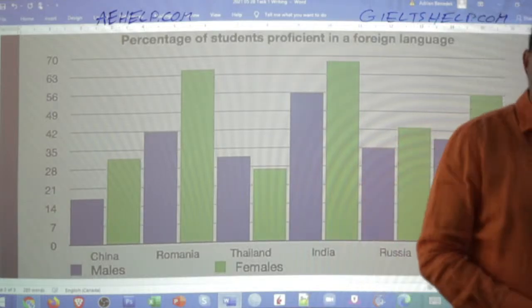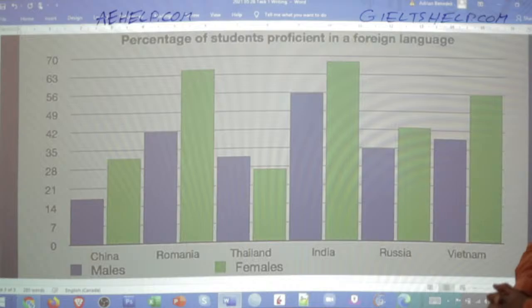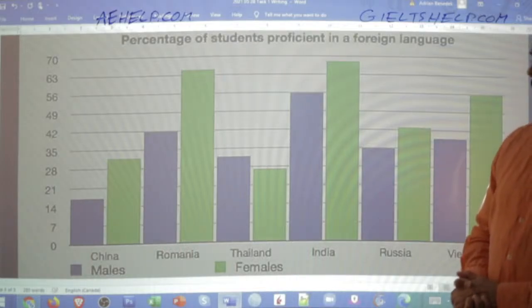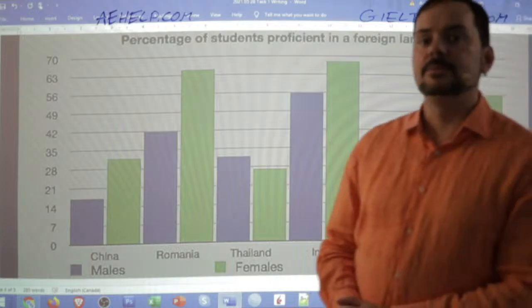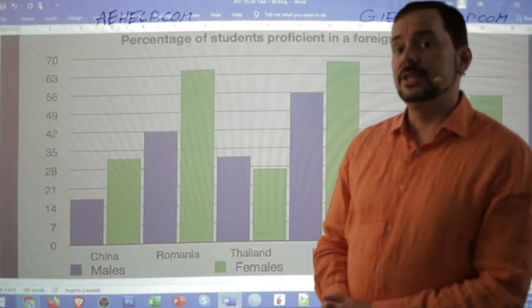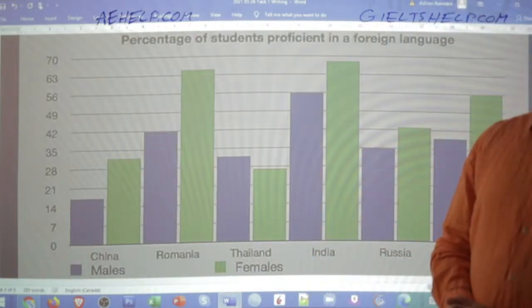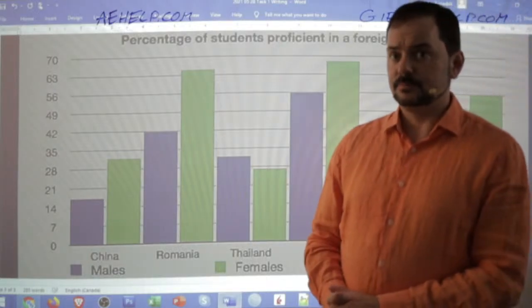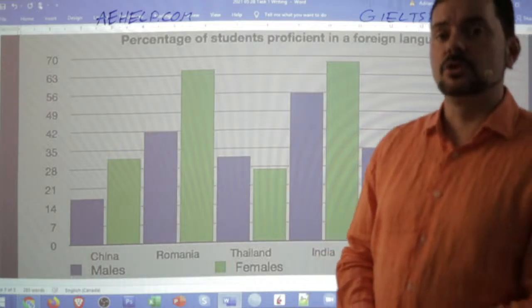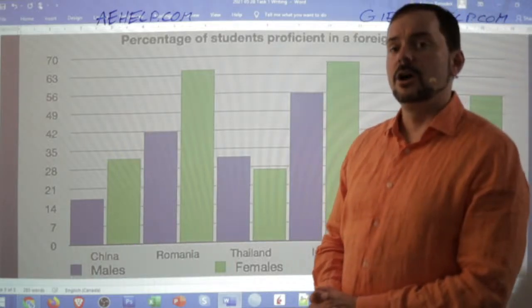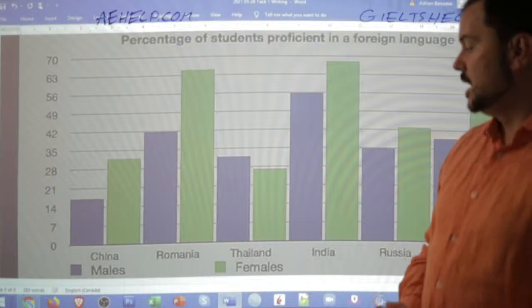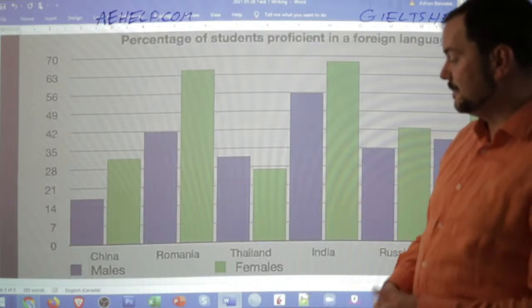What is the most observable feature in this graph? I think there are two really distinct features here. Let's see if you can catch what I'm looking at here. Okay, Janil, very good. Janil says females are generally more proficient. So not more proficient, but more females. Okay, so a greater percentage of females are proficient in a second language than males, except for Thailand.